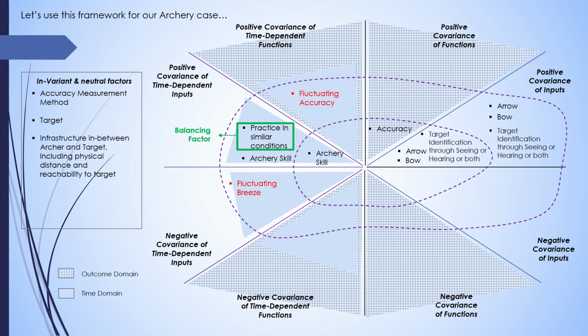But we don't stop there. To stabilize the scenario under these tougher conditions, we introduce another input: practice in similar conditions. With more practice over time in similar conditions, the archer learns to compensate for the breeze, gradually restoring and improving accuracy. Practice, therefore, belongs in the positive covariance of time-dependent input zone. This creates a second cluster, a new instance of the same scenario under different conditions, showing how additional inputs rebalance the system and restore effectiveness.